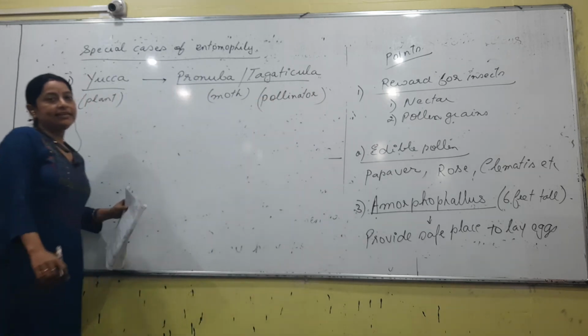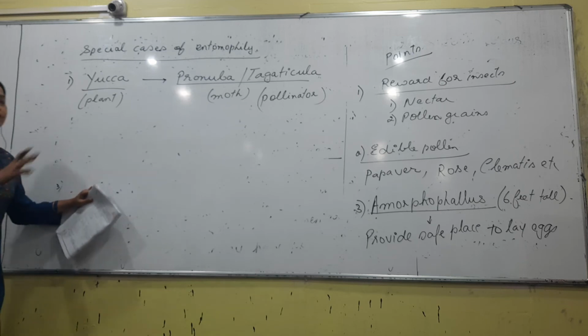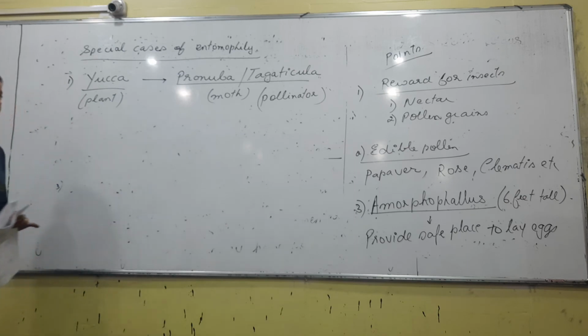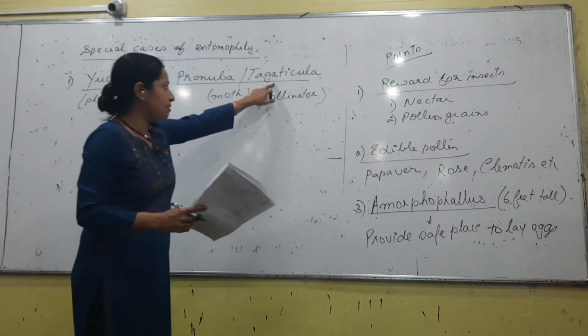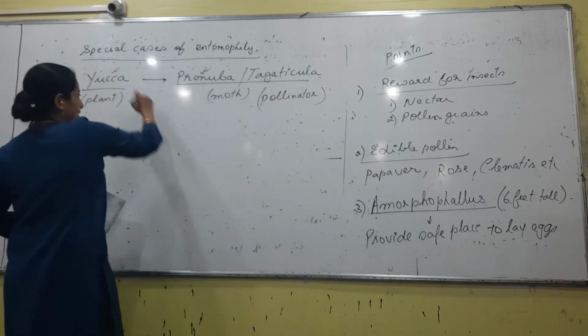So the question can come: who pollinates the yucca plant? So we will need to know specific examples, right? If you talk about yucca, you have to talk about pronuba insects. The pronuba insect pollinates the yucca plant. Not necessary that you remember this word, but yucca and pronuba are needed.